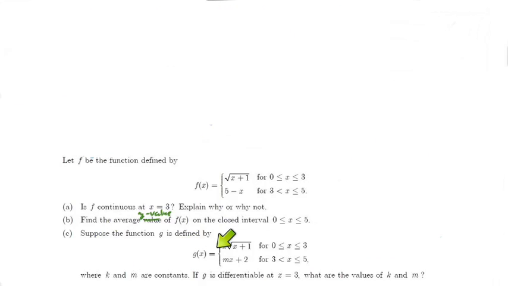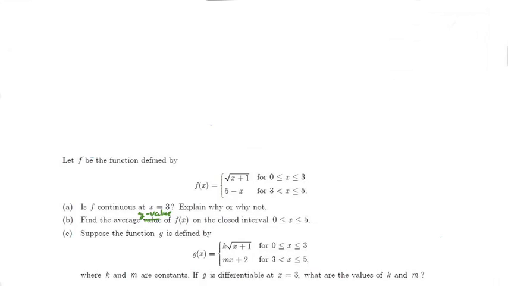Alright, so here we have a new function being defined for us, g. This looks almost identical to this one up here. Same intervals, same everything, except look at this. There's a random k right here, there's an m right here. It says that k and m are constants. If g is differentiable at x equals 3, what are the values of k and m?